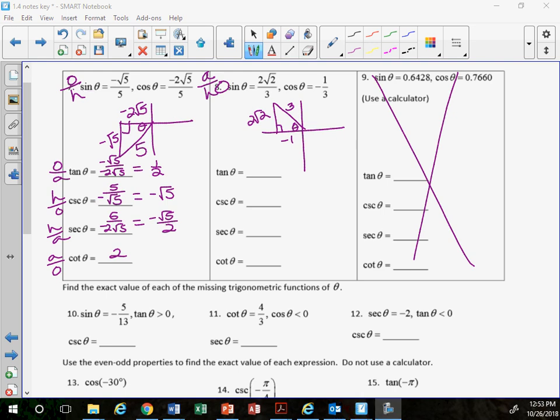All right, guys, so tangent. What are we going to get for tangent? Good, -2 root 2. All right, cosecant, we'll do it in steps, 3 over 2 root 2, right? So when you rationalize, what do we get? Good. Okay with that? All right. Secant, -3. That one's nice and easy. Cotangent. Good.